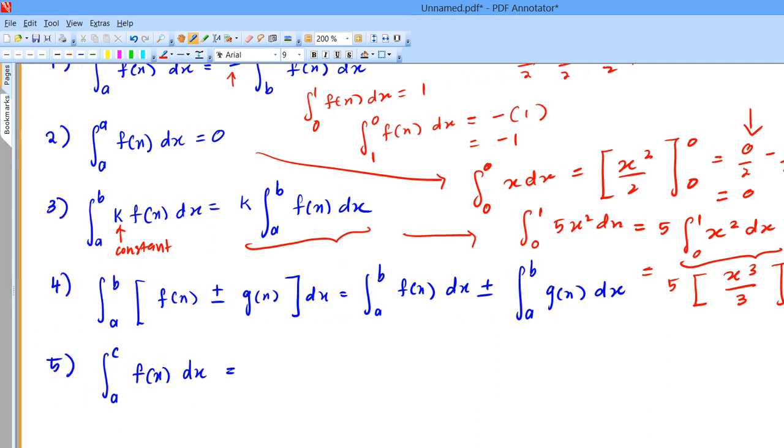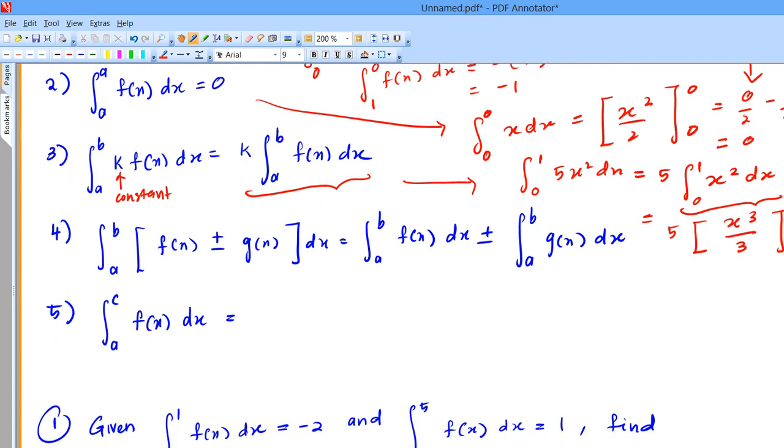Okay, next, number 4, integral of f(x) plus or minus g(x) dx from a to b, actually we can separate the terms. So the first term becomes integral of f(x) dx from a to b, plus or minus the second term, integral of g(x) dx from a to b.